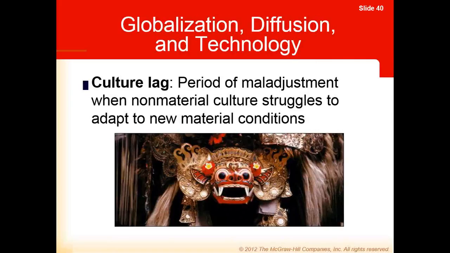Culture lag, a period of maladjustment, when non-material culture struggles to adapt to new material conditions. We see this going on right now with regards to intellectual property and the internet, because it is so easy to pirate intellectual property on the internet. Right now, governments are trying to figure out how to regulate the internet, and people are trying to figure out how to protect intellectual property on the internet without beginning to create censorship on the internet and reduce functionality of the internet. So the computers and the internet have created new material conditions that our non-material culture is still struggling to adapt to.